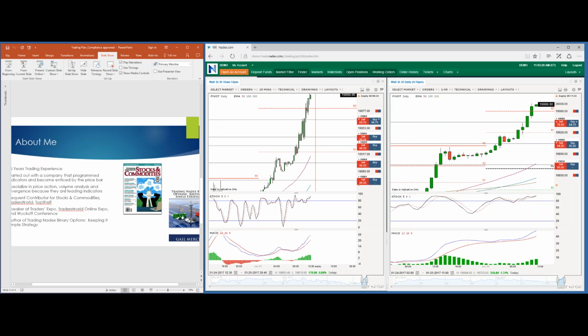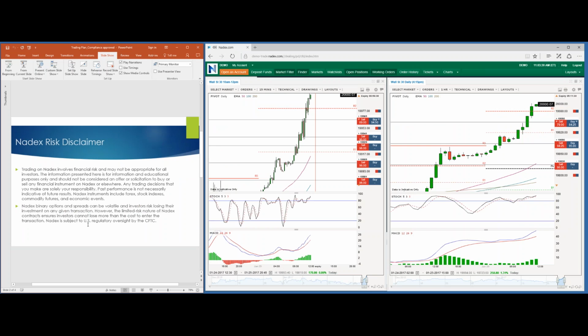Let's get started with some fun activities today. Please notice that over on the left-hand side, the risk disclaimer is there to make sure you understand you are not to be trading, you're to be learning this morning. I've got two charts up. One is the Wall Street 10 a.m. to noon, and one is Wall Street Daily that expires at 4:15 p.m.